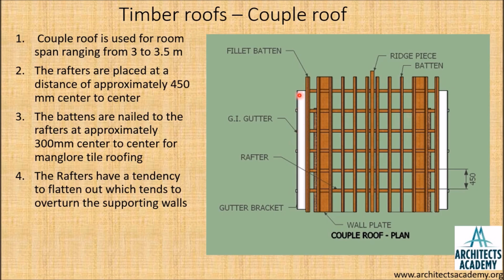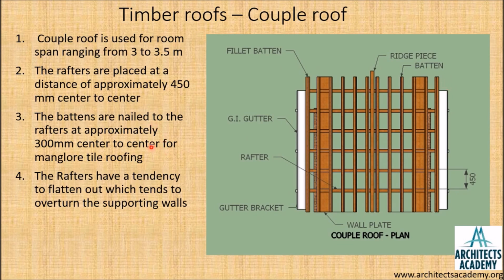At the bottom of the roof, that is at the eaves, you will see that there is a continuous gutter, which is called the GI gutter. The GI gutter is supported on gutter brackets, as you can see here, which are spaced roughly around 900 center to center. So this is how the couple roof is going to be seen in plan.